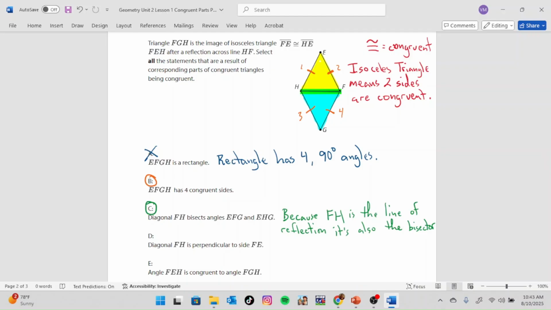Option D, diagonal FH, so again, this middle line that was the line of reflection is perpendicular to side FE. We're talking about this top right side of the triangle. Well, we need to remember that perpendicular means 90 degrees. This is not a 90-degree angle. This dashed line would represent a 90-degree angle. So D is incorrect.